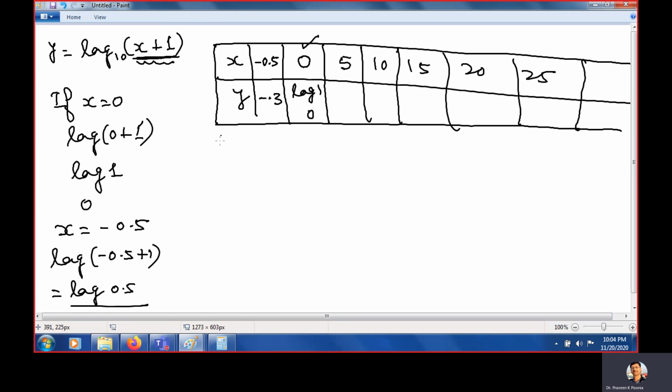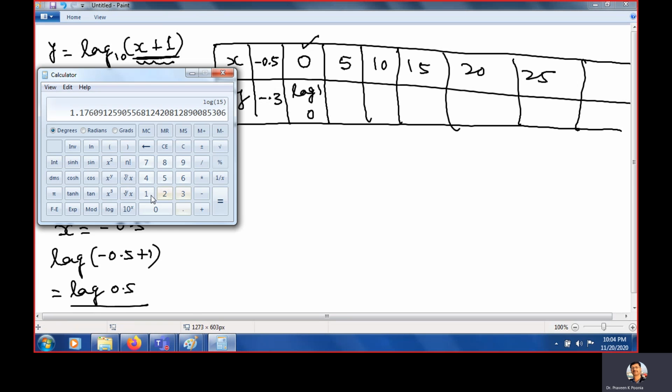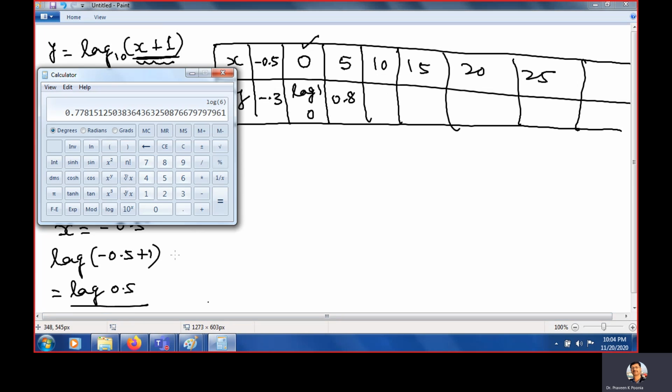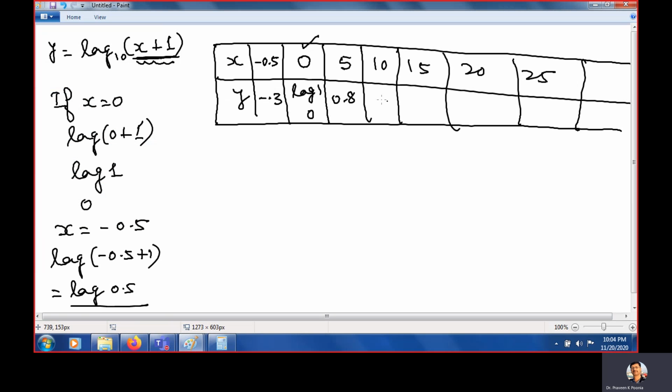Clear? So if you see now it is 5 plus 1, 6, so log 6, it is 0.77, almost 0.8. This is log 10. Log 10 means it will be 11, log 11, it is almost 1. Rest will be, if you calculate, 1.2, almost 1.3, 1.4, like this. So the graph is not changed, the graph is almost the same. Clear? But what is the change here?